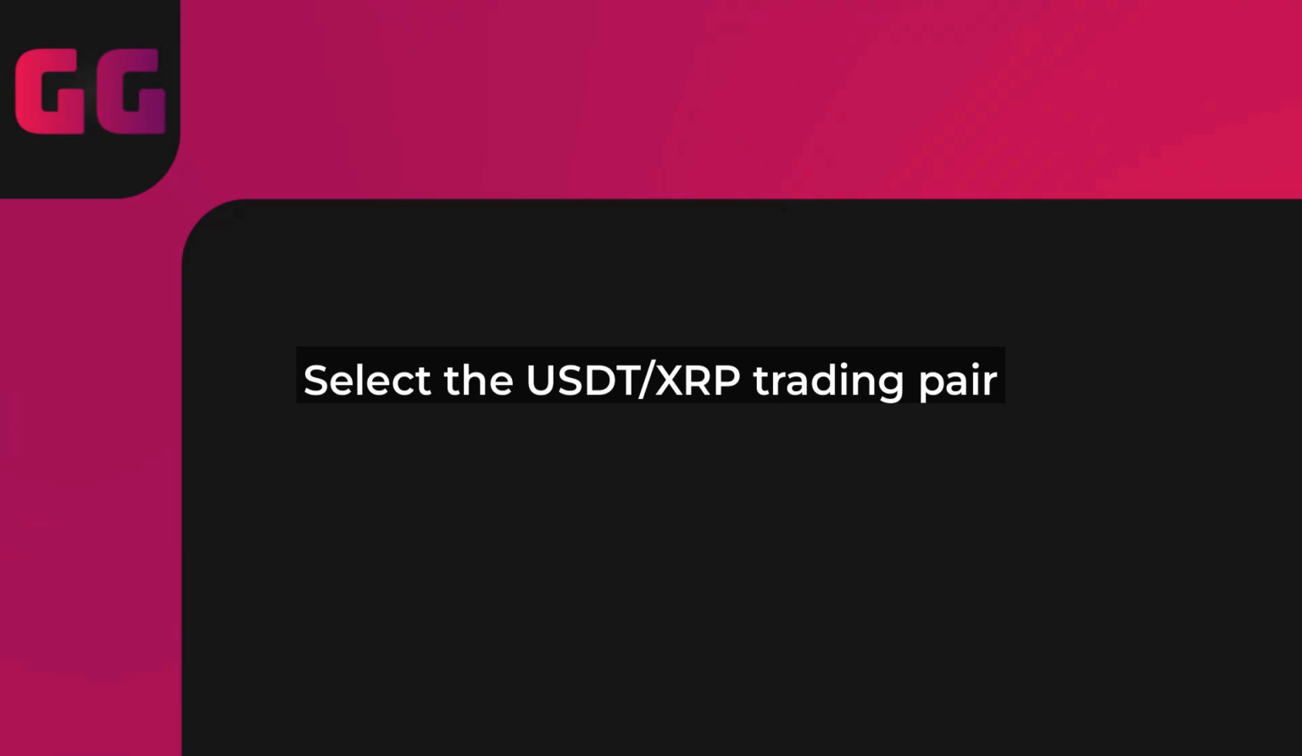Go to the Trade section on Binance. Look for the spot trading area and search for the USDT XRP trading pair. This is where the magic happens. You'll see options for market orders, which execute immediately at the current price, or limit orders, where you set your desired price. For beginners, I recommend starting with a market order to keep things simple.